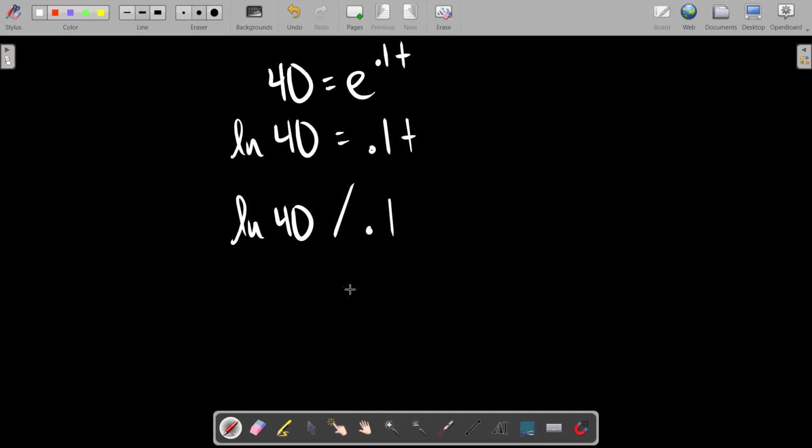So natural log for 0, close the parentheses, divided by 0.1, and you should get 36.89 is what it comes out to be. So we would say time is approximately 36.89, and you'd want to label this as years. Your answer should always be labeled with either a percent sign if you're solving for rate, years if you're solving for time, or a dollar sign if you're solving for coinage.